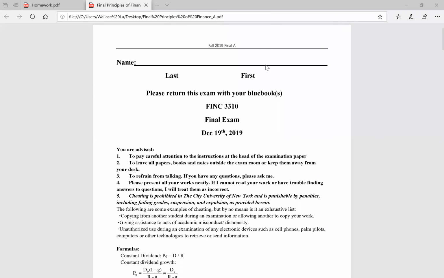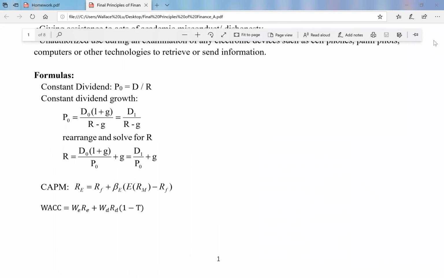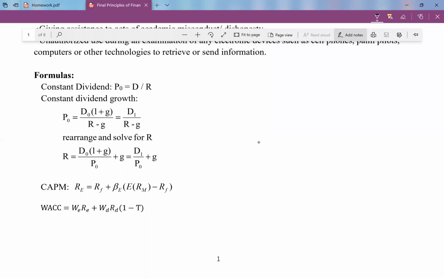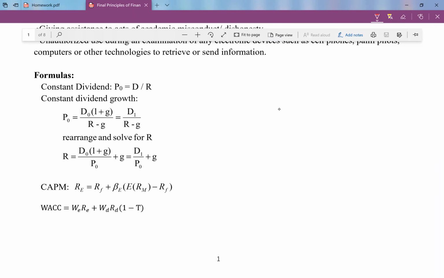Last year's final exams were taken in class, so there are some instructions before the students take the test. You can see the formulas here for the final test, including our dividend growth model, and also the cost of equities. And if you cannot see the screen sharing, please let me know, so I can double check my screen sharing with you.